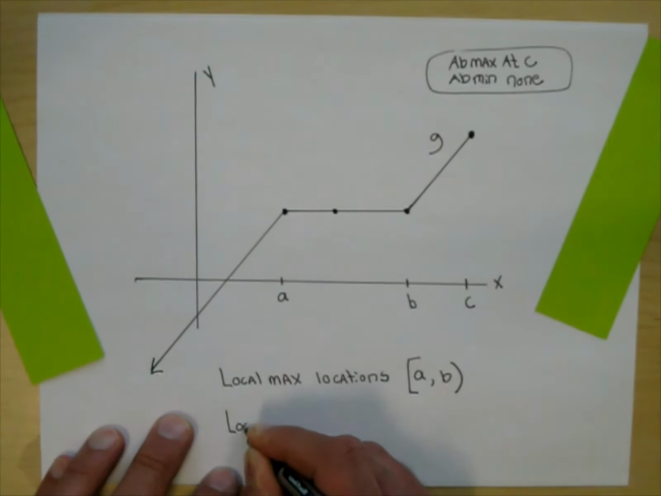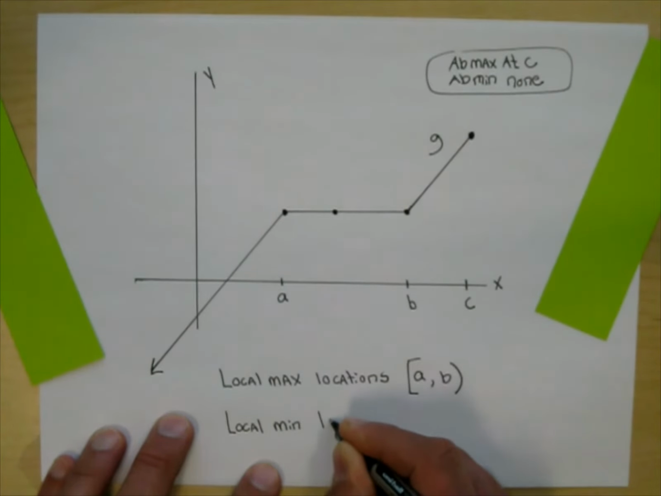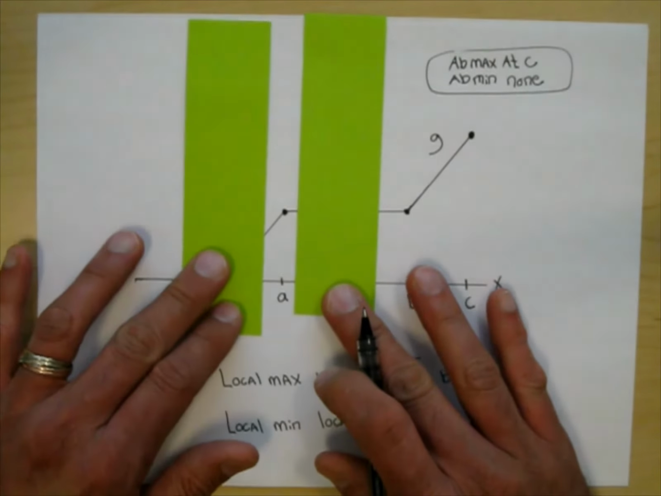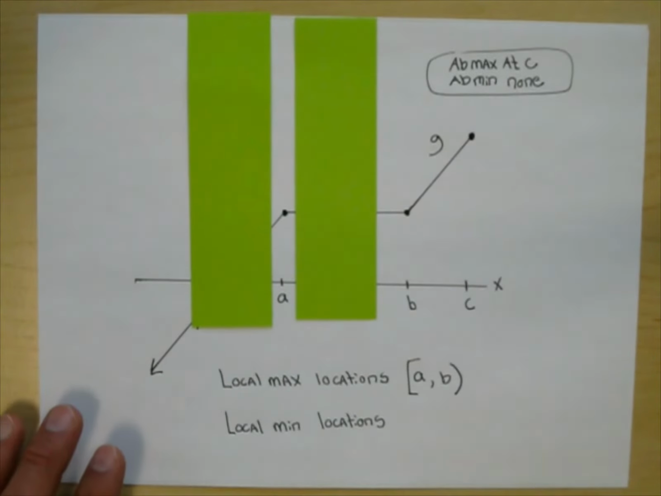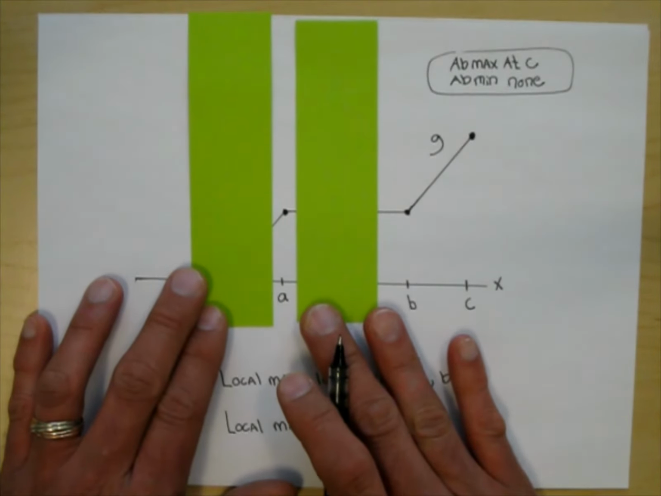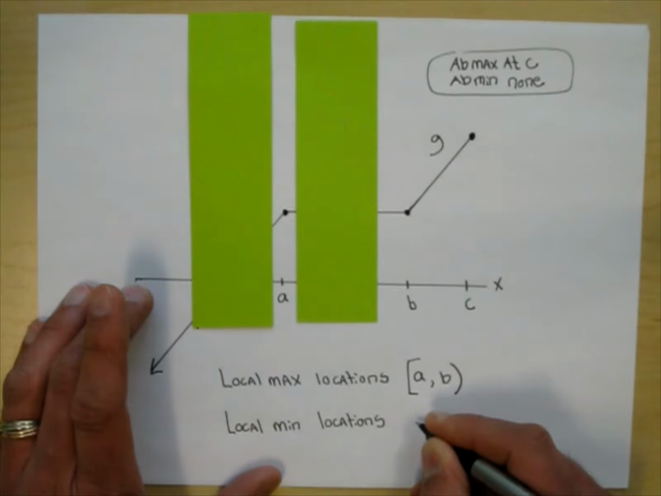And your local min locations, well, now we would see that point A would never be a local min. It doesn't matter how small you make that neighborhood, there's always going to be someone below him in that neighborhood. So A would never be a local min location.